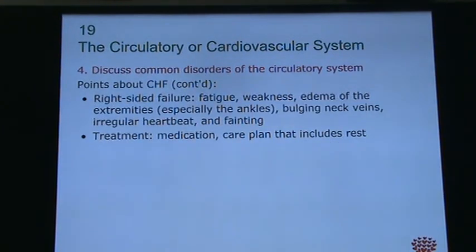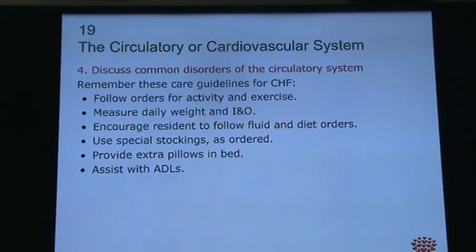There's right-sided failure and then there's left-sided failure. All right, we're not going to go into details of that. That's kind of for nurses. So guidelines for heart failure: residents follow doctor's orders in terms of activities and exercises. Sometimes they might be on a daily weight check and intake and output to see what they're able to take in and what comes out.